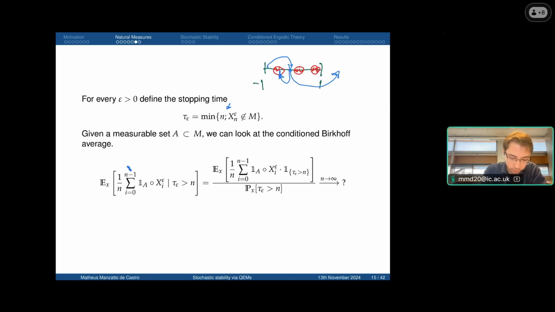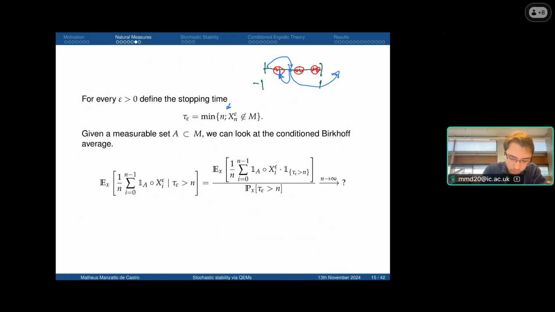So we would like to understand, so I will be taking a set A, a subset of M, and I will be looking at the Birkhoff averages conditioned upon staying on M, on not escaping. What I mean by this condition is like a conditional probability. So I'm just taking the expectation over these points, and I'm just looking at the noise realizations that stay up to time n, and then I'm normalizing it by the probability of the points not escaping.